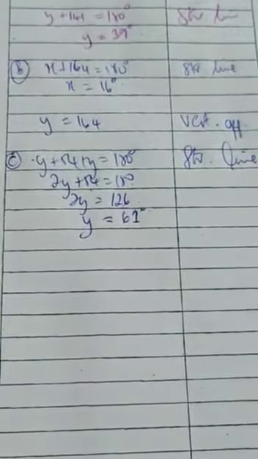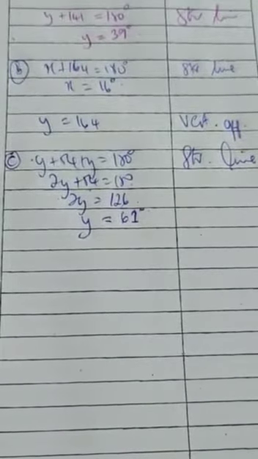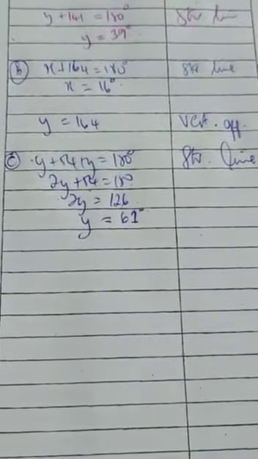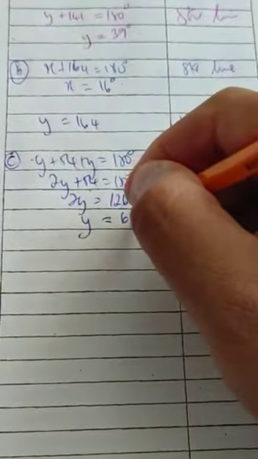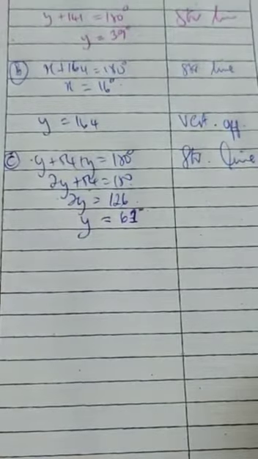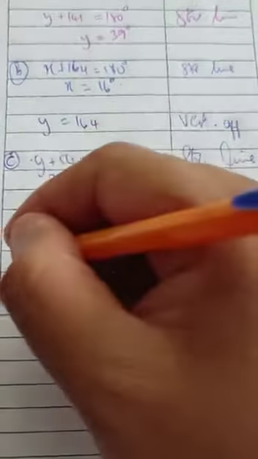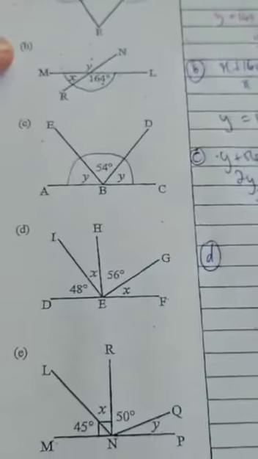Let me just check if that's correct. 180 minus 54 divided by 2 is 63. As you can see, I made a mistake, it's 63. Let's look at figure D.